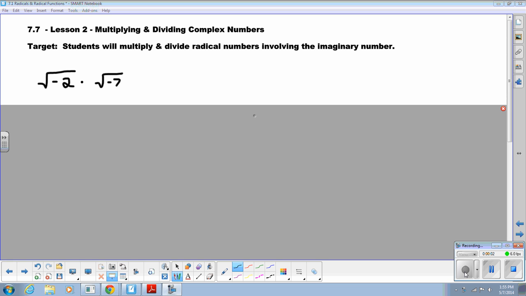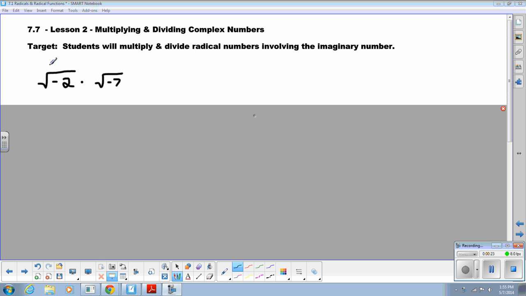In the first lesson from 7-7, you were working with how to write out the imaginary number and simplifying those expressions. And now we're going to start working with them and doing operations with them. The first lesson here in lesson 2 is multiplying and dividing complex numbers. When you look here at this, the first example I have for you is the square root of -2 times the square root of -7.